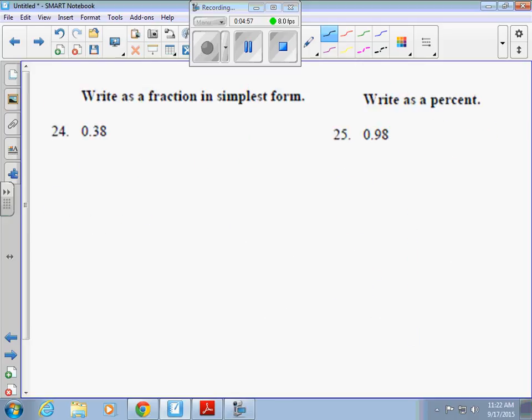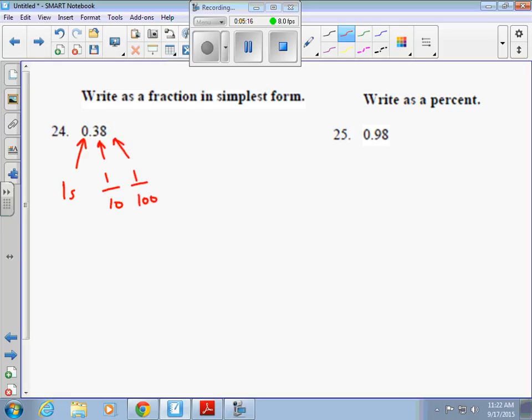Write this as a fraction in the simplest form. You have to know your places. When we do this problem, typically I don't tell you what place this one is. This is the ones place. This one is the tenths place. This one is the hundredths place.